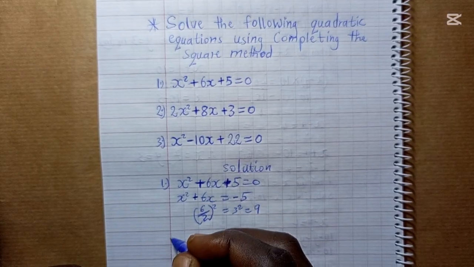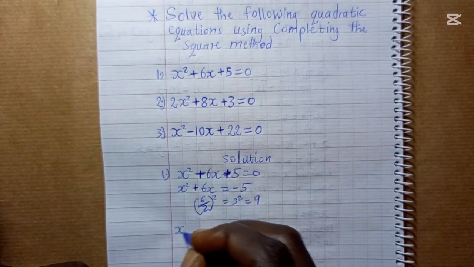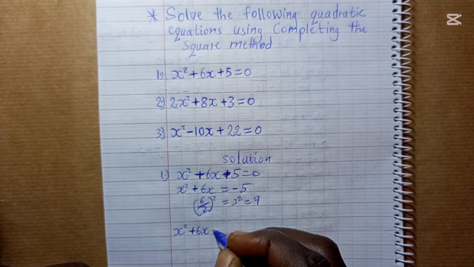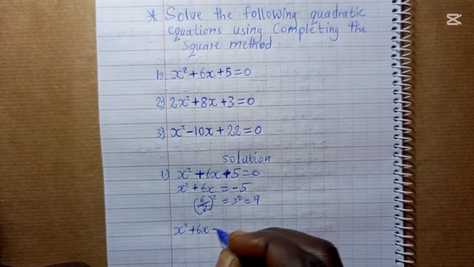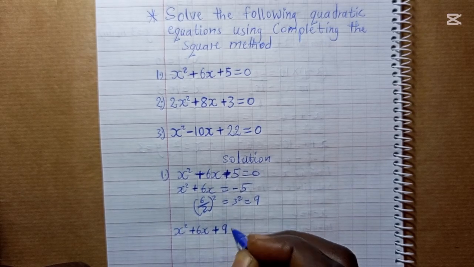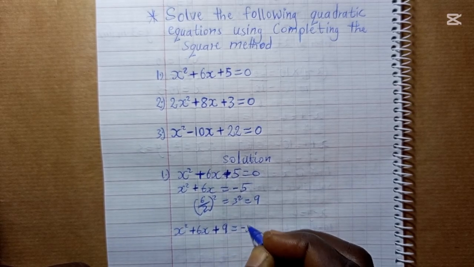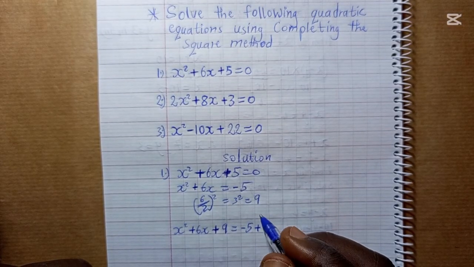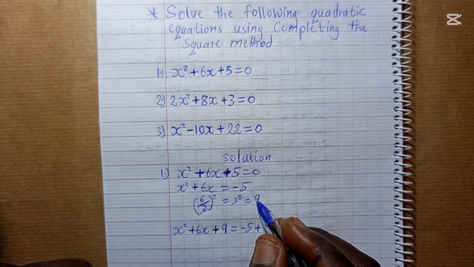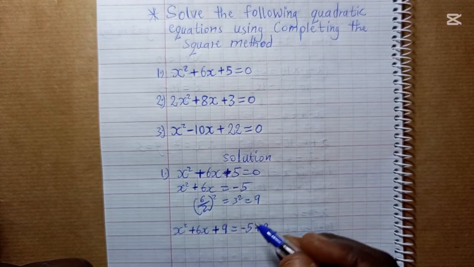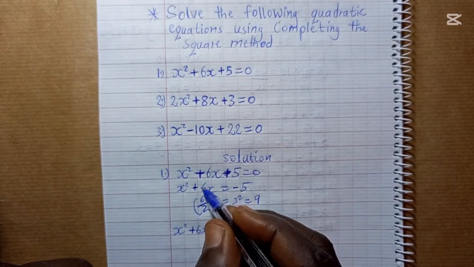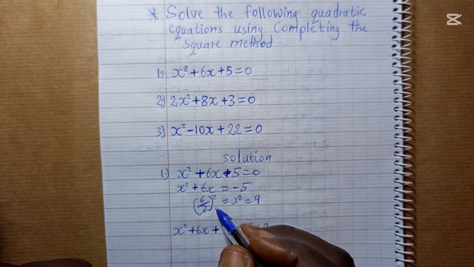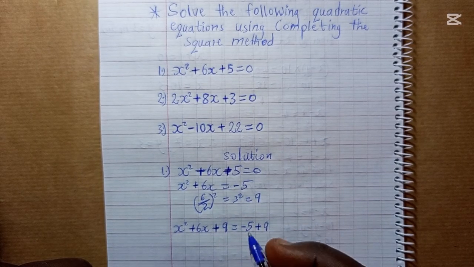So we have x squared plus 6x plus 9 is equal to minus 5 plus 9. So we just added 9 to both sides of the equation. And how did we get the 9? The coefficient of x divided by 2 and then squared. That's how we got this 9.